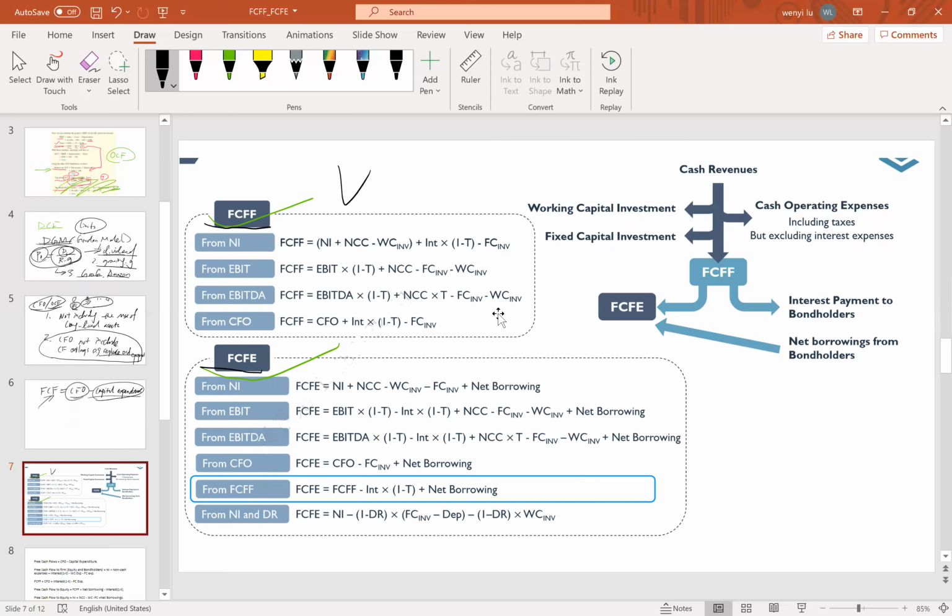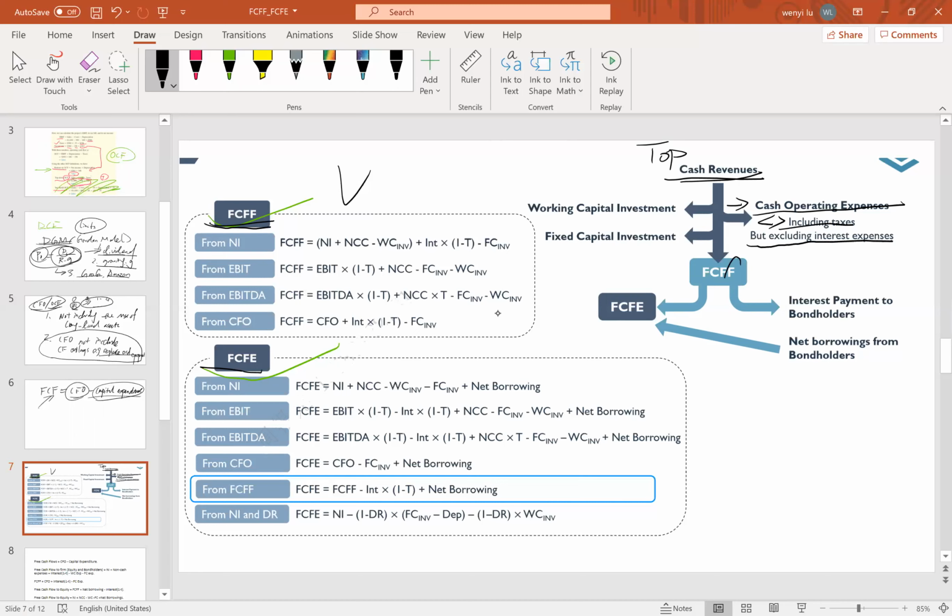So let's see what the model for free cash flow is to solve the company's values. We always start from free cash flow to the firm first. The free cash flow to the firm starts from the top of the income statement, that's the cash revenue. So revenue must minus the operating expense. This expense includes the tax payment, but not the interest expense.